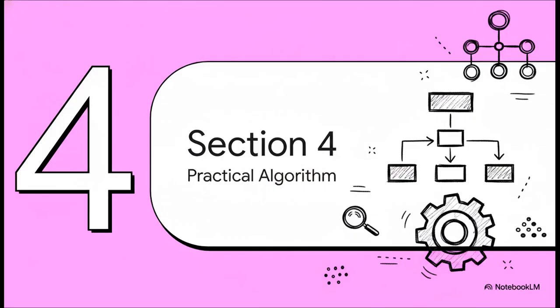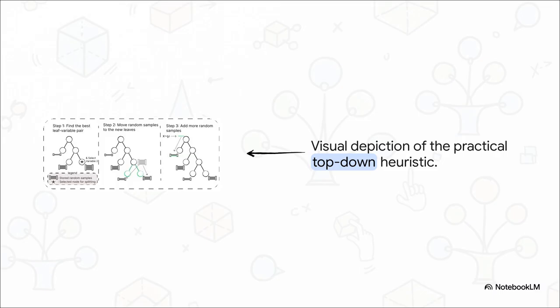Section 4. Building a practical algorithm. Heavy theory is wonderful, sure, but how do we actually use this in the real world? Well, the authors spawned a totally tangible tool directly from their math, which they call Algorithm 2. And this brilliantly illustrates one full iteration of that practical top-down heuristic.